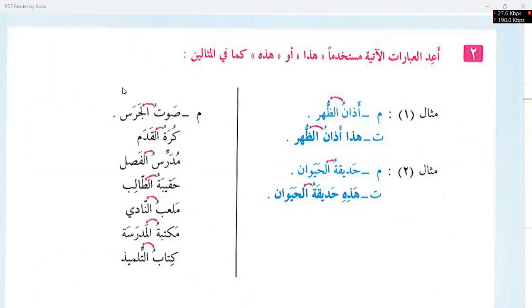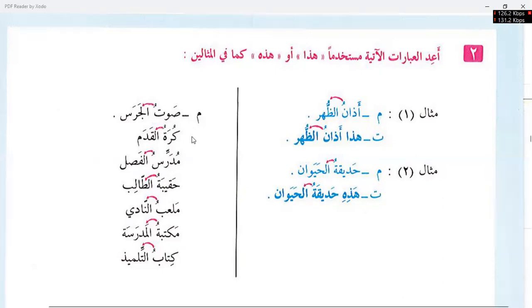So the next student is Musa Kasule. Pathan Mohammad Basha. Assalamualaikum. Waalaikum assalam. So haza azan zuhr means this is the zuhr azan. Haza yatiqatul hayawan. So Pathan Mohammad Basha, now make the sentence for the first one. Sautul jaras. You will say this is the sound of bell. Haza sautul jaras. Next.